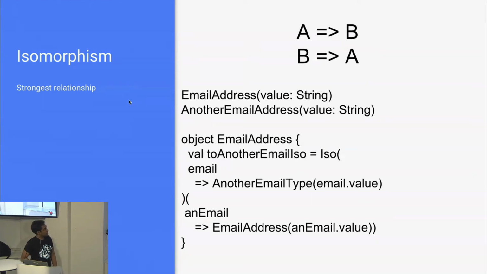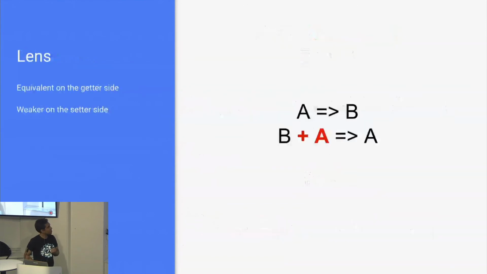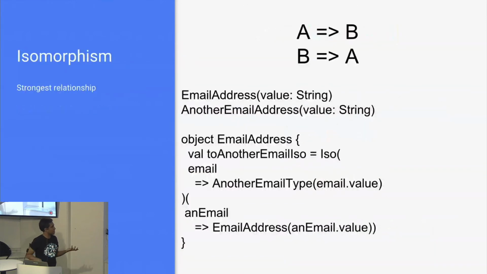So assume email address contains a raw value as a string, and there's another email address type which also contains a value as a string. If we define how we swap between those 2, as in how to go from email address to another email address and how to come back, that relationship is an ISO, and we can create it this way. This is using Monocle. It's the strongest relationship. It's probably not that useful, at least that I've seen.